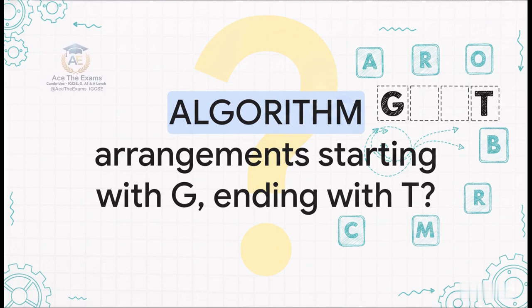Now, if Sam were taking this exam, Sam would see 9 letters and arrange 4 and immediately just type 9 permute 4 into the calculator, write down the answer, and sprint to the next question. But Sam rushed. Sam completely missed the absolute constraint. The arrangement must start with G and end with T.